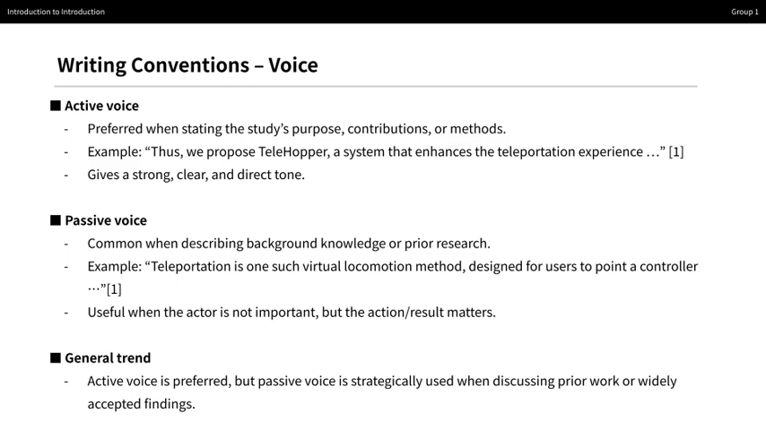Passive voice is more common when describing background knowledge or prior work. For example, teleportation is one such virtual locomotion method designed for users to point a controller. Here, the focus is on the method itself, not on who designed it. In general, HCI introductions prefer active voice for clarity, but passive voice is strategically used when the actor is not important or when summarizing widely accepted findings.